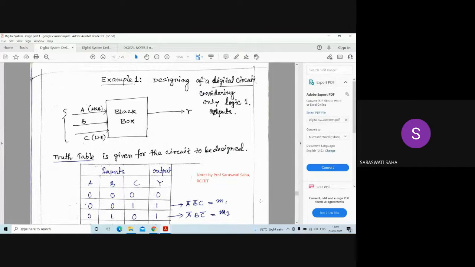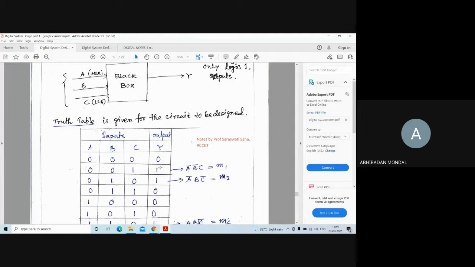So yesterday we have completed this part. Do you have any doubt regarding this topic? No, ma'am.